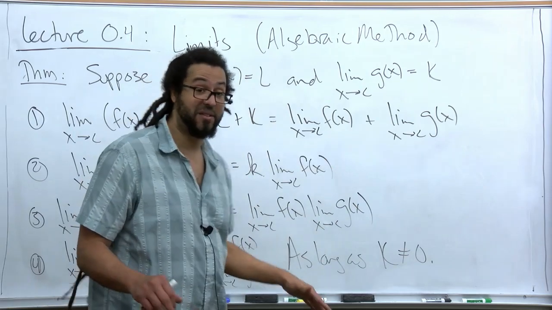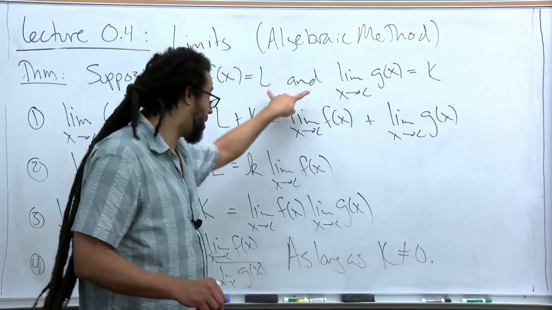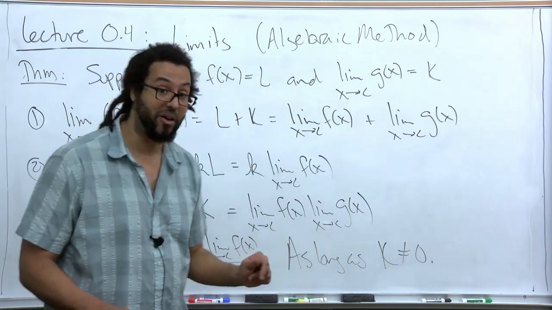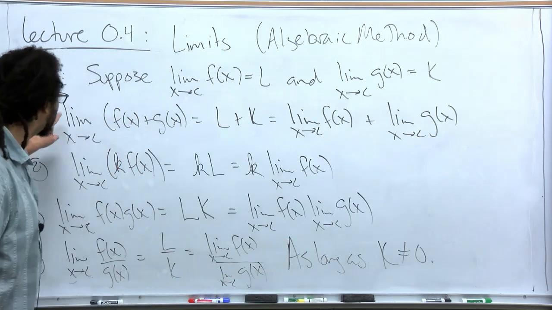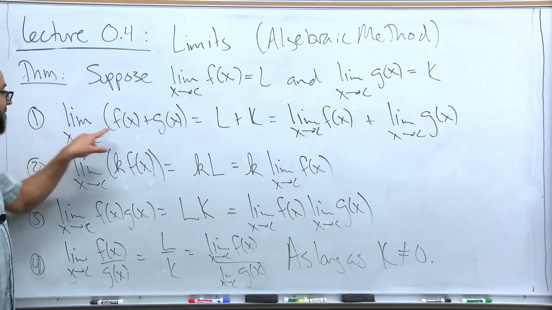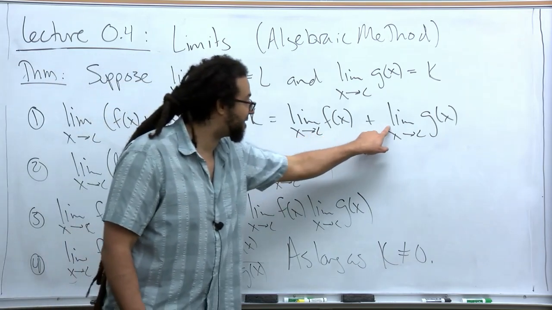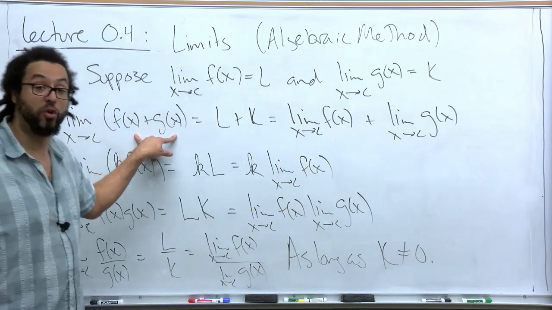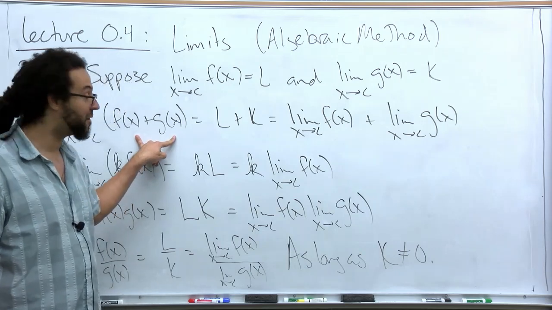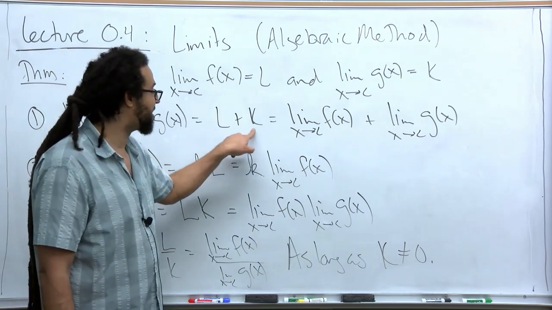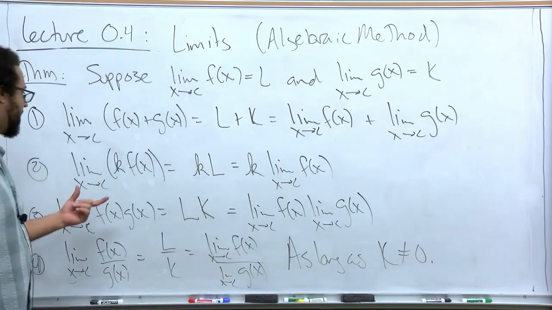You cannot apply any of these limit laws if one of these limits fails to exist. And you'll see an example of that later, I'm sure. So the sum law for limits says the limit of the sum is the same thing as the sum of the limits. In other words, the limit symbol goes through sums and differences. All right, so the limit of the sum is just the sum of the limits L plus K.